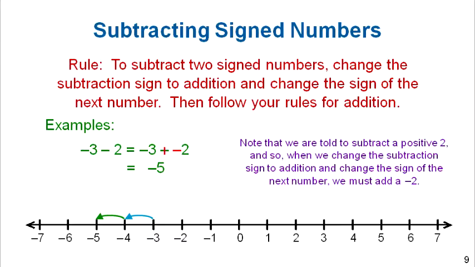To subtract -3 minus 2, we can change the subtraction sign to addition and then, since we were told to subtract a +2, change the 2 to a -2. We can use the concepts from slide 6 to say that -3 plus -2 is equal to -5, and so this tells us that -3 minus 2 is equal to -5. To see why this rule works for this example, note that this example tells us to start at -3 and then move 2 units to the left. Also note that this is exactly what we would do if we wanted to add -3 plus -2.